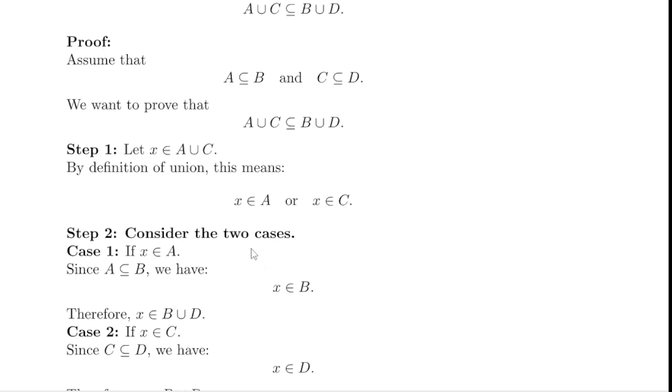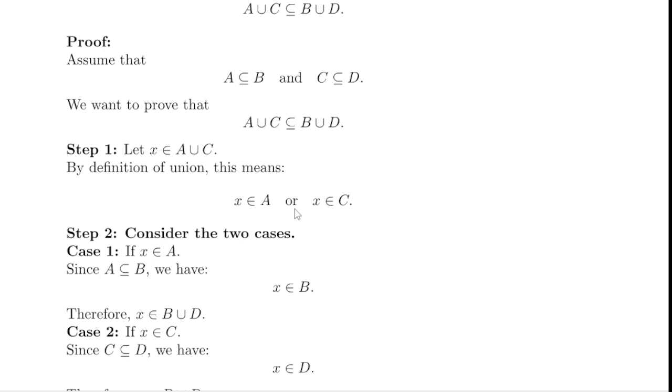The first case is if X is in A. If X is in A, and since we have A is contained in B, or A is a subset of B, we have that X also has to be in B. Because if X is in A, then it must be in B because A is a subset of B. Therefore, X is an element of B union D.